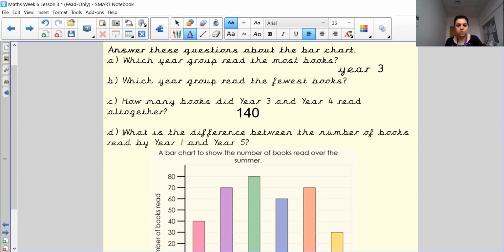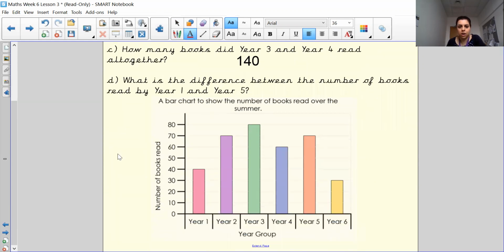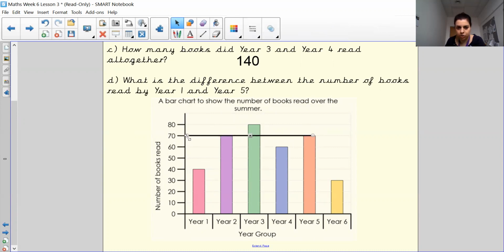And the last question on this slide says, what is the difference between the number of books read by year 1 and year 5? So that's what you want to see, what the difference is between the numbers here and the number here. So again, I'm going to draw a line to help you. Year 1, you can see, read 40 books. And year 5, which is this orange bar, read 70 books.